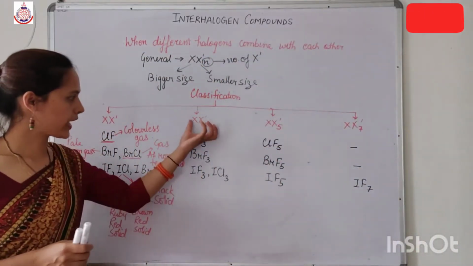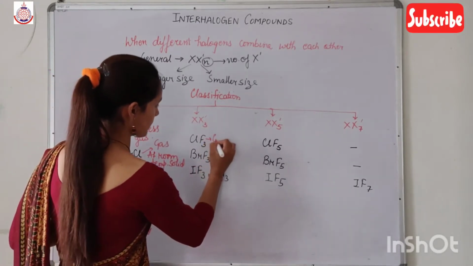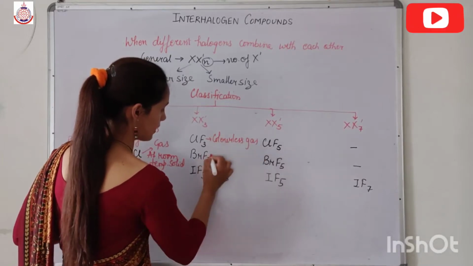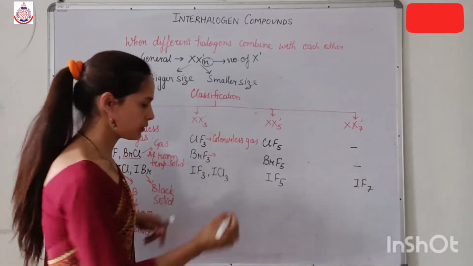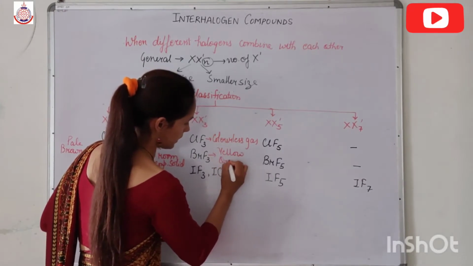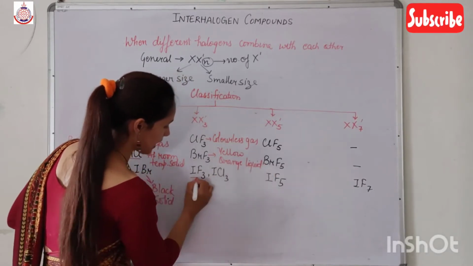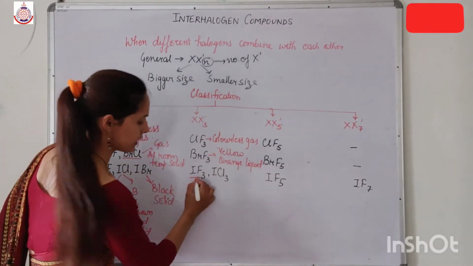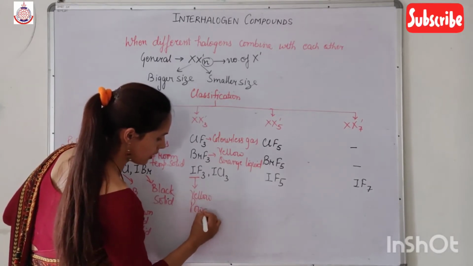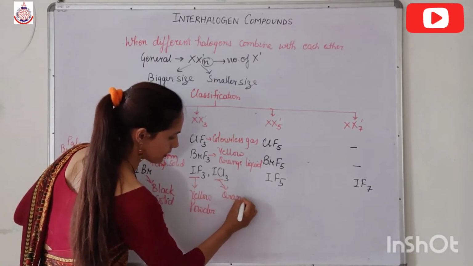Now, if I talk about XX'3, this ClF3 is a colorless gas. BrF3 is a yellow orange liquid. IF3 is a yellow powder. And this ICl3 is an orange solid.